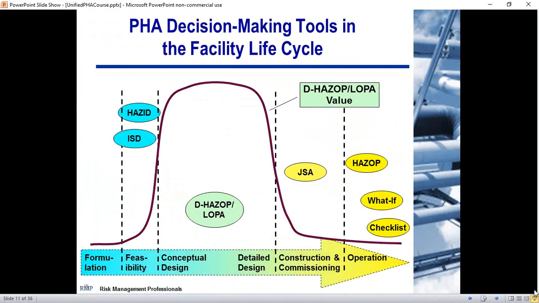The HAZOP and LOPA is something that you can apply during the entire phase of the project, and it provides the most value towards the center part, where you can make changes effectively without having to do a lot of retrofits, or if it's operating, going through and making a lot of changes to your design or taking it out of service. So the concept of bringing this in early during the design phase is really the right time when you want to apply a HAZOP and LOPA.